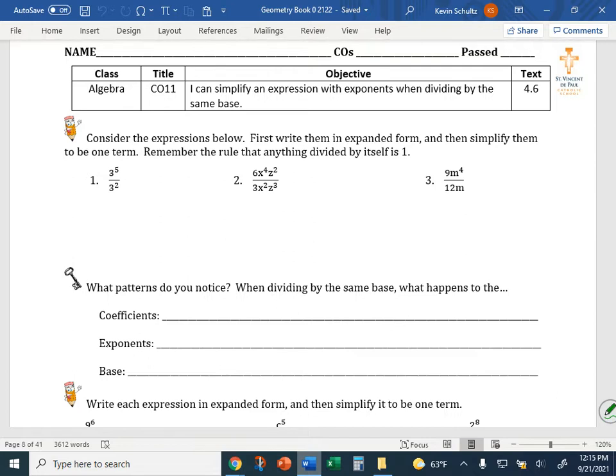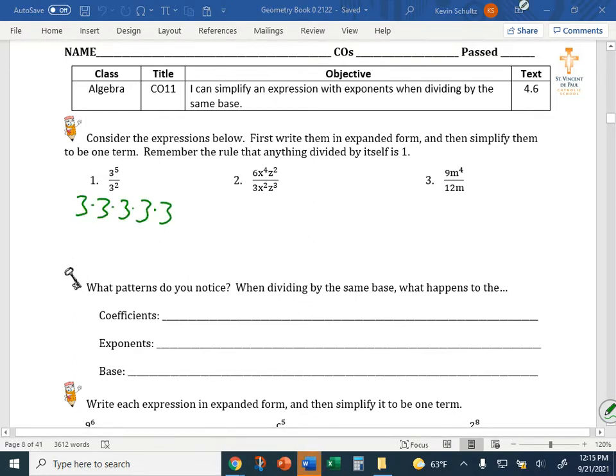Since you all kept your binders from last year, if you need to review, you can go back home and take a look at CO47. It's similar stuff. All right, we have 3 to the 5th divided by 3 squared. In expanded form, that's saying we have 5 3's all being multiplied together up top, and 2 3's being multiplied together in the denominator.